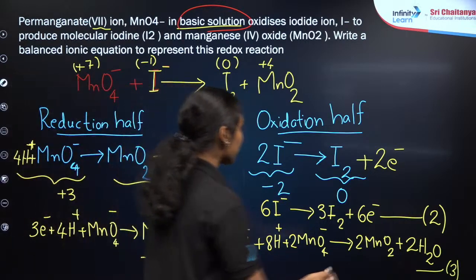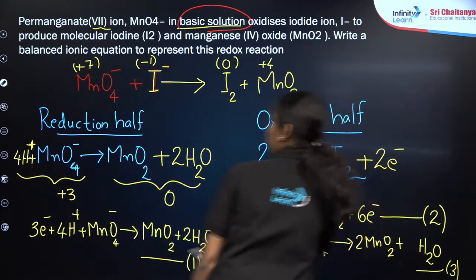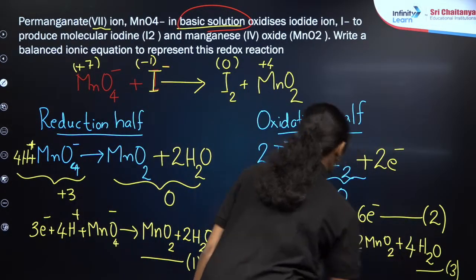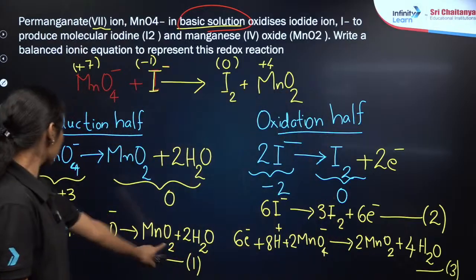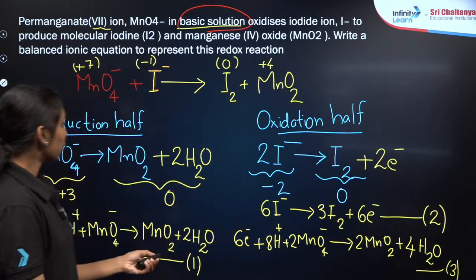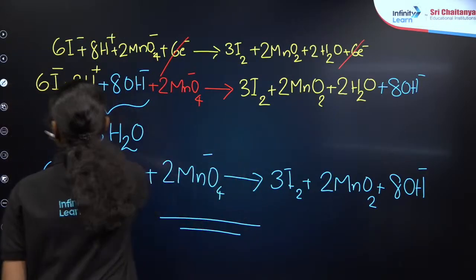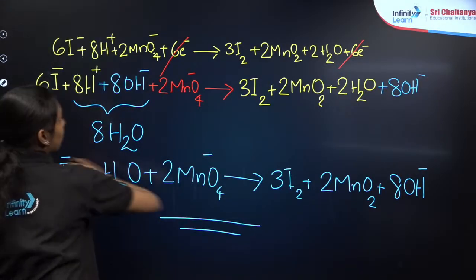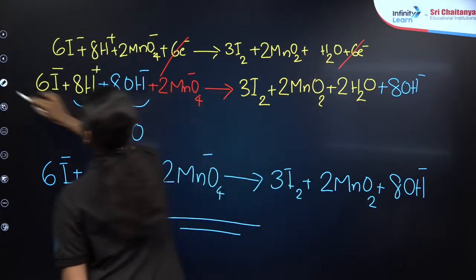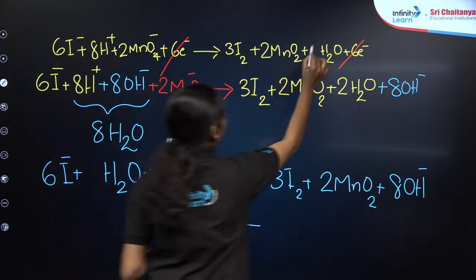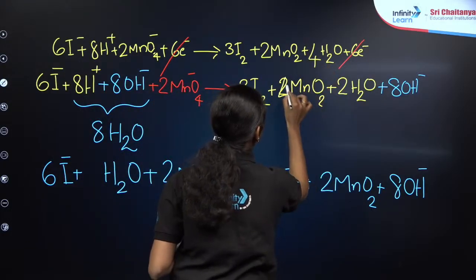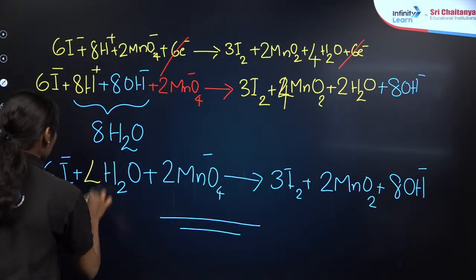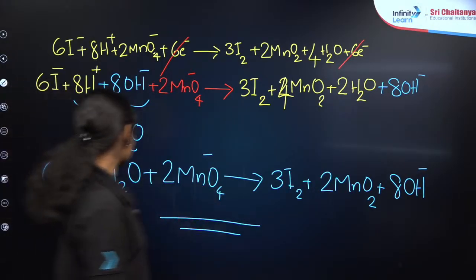Yes, this is the mistake. Here it will be 4H2O, because we are multiplying with the 2, right? It will become 4H2O. Then finally here it becomes 4H2O. Then we will get the final balanced equation.